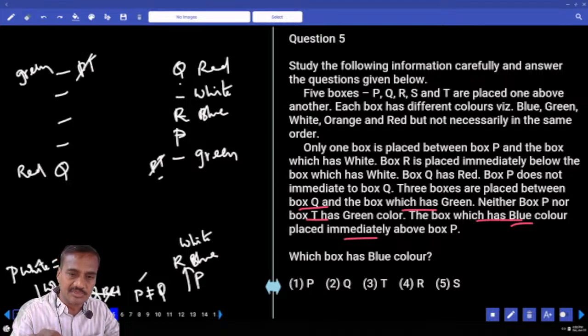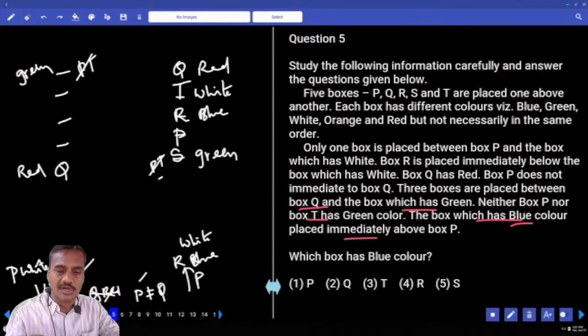T cannot be here, T must be at this place. Then what is the color left over? Orange is here. Now this is about question numbers 5 to 9.